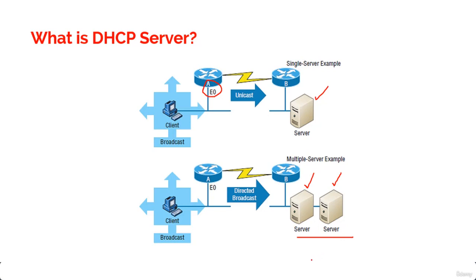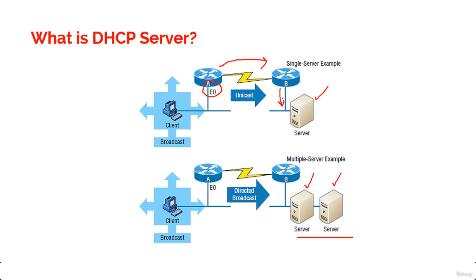This works because the router has been configured to forward the request to a single server using a unicast, or by sending the request to multiple servers via a directed broadcast. So you can see the router is going to forward a single request here.